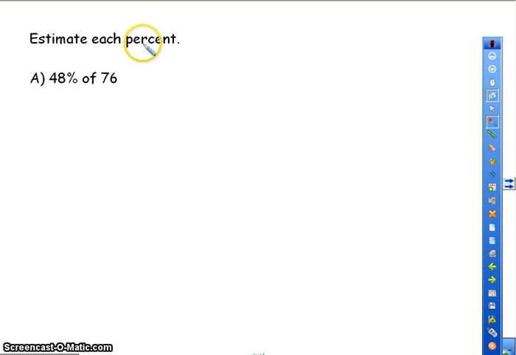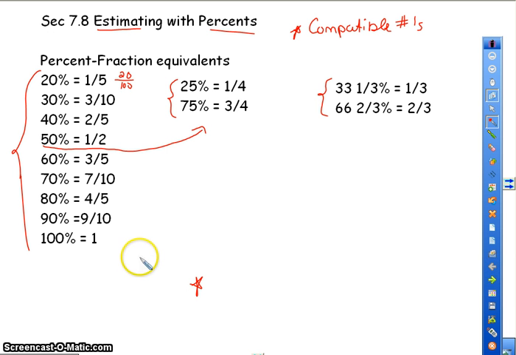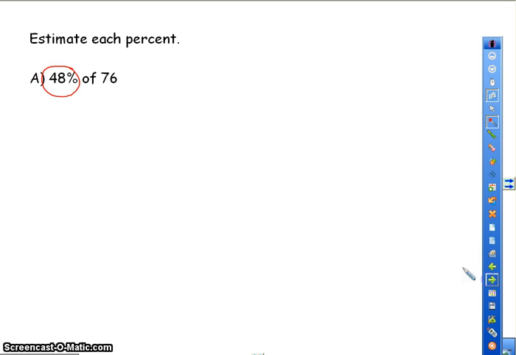So I'm going to estimate each percent. 48% of 76. What you want to do first is change your percent to an easy percent to work with. So look back here. 48%, the thing it's closest to is going to be 50. We don't really have anything else that it's closest to. So I'm going to change this to 50%, which is the fraction 1/2.